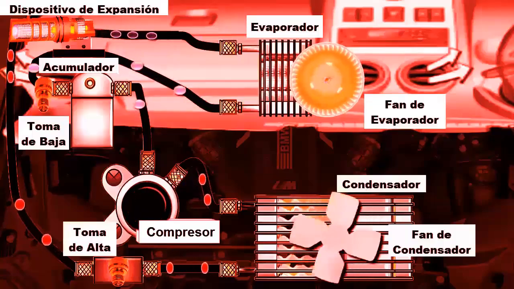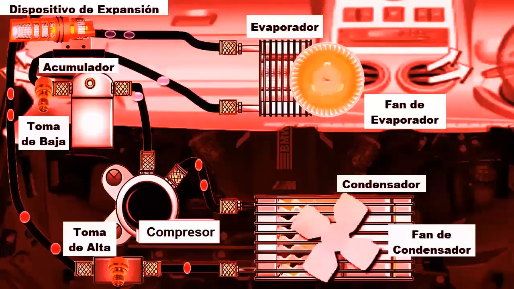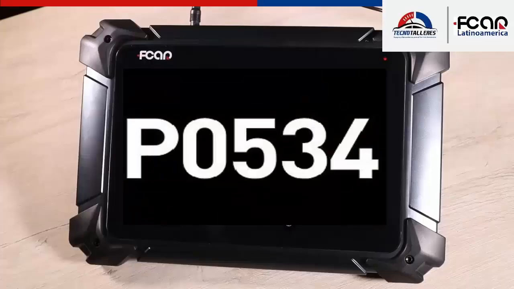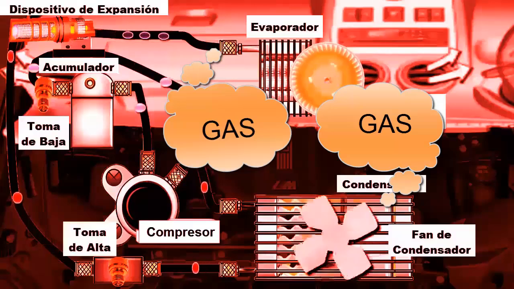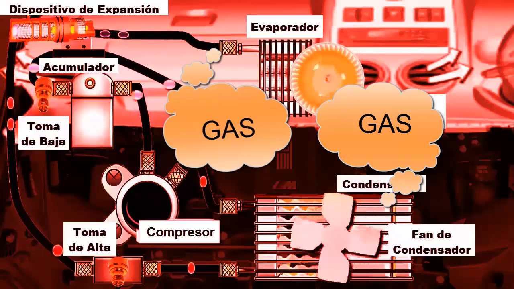In this video, we will study the meaning, causes, and solution for automotive error code P0534. Let's start by saying that OBD2 error code P0534 indicates a loss of refrigerant charge in a vehicle's air conditioning system. This is mainly due to a low amount of refrigerant, which can be caused by leaks in the system.